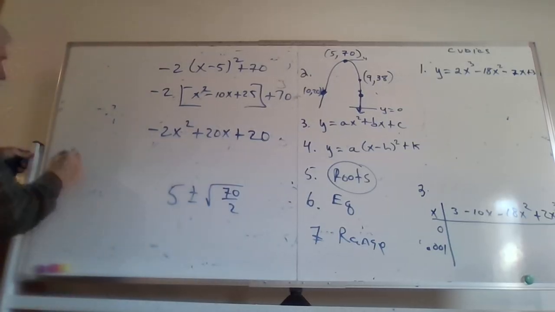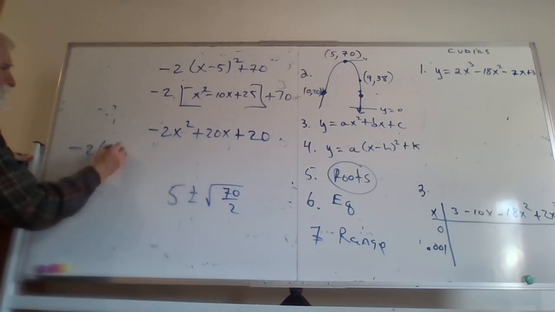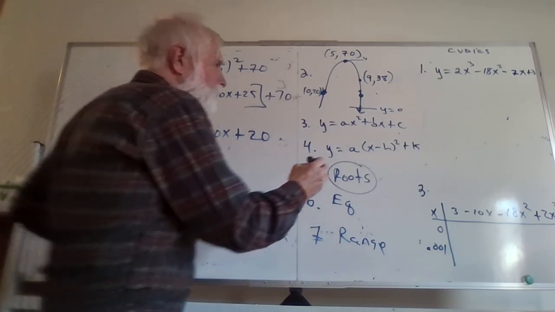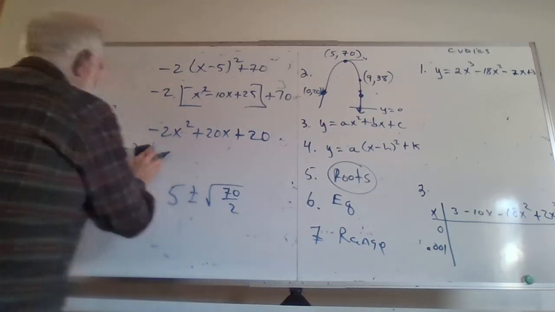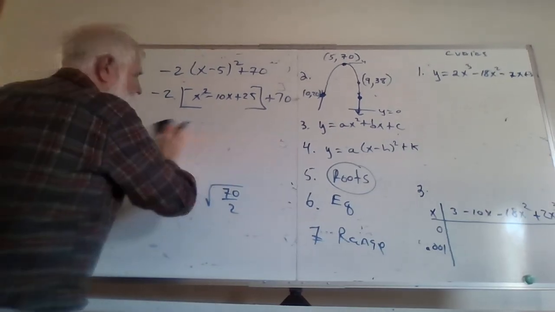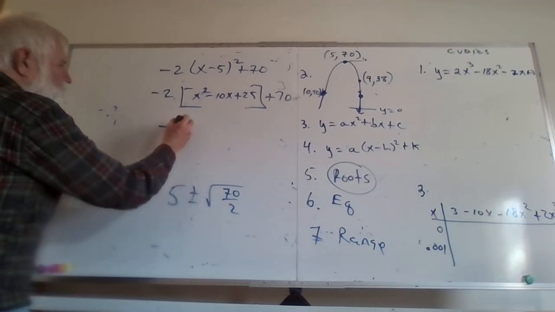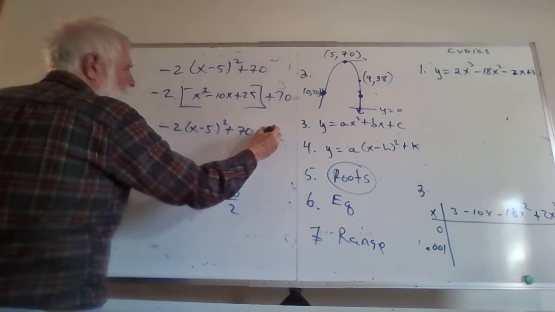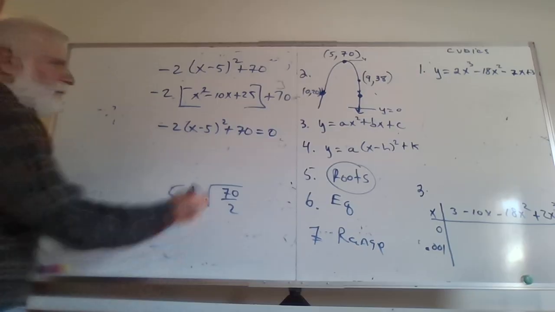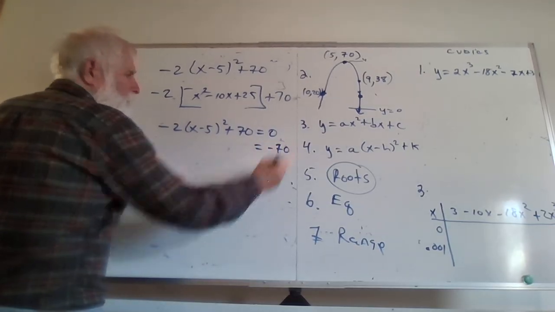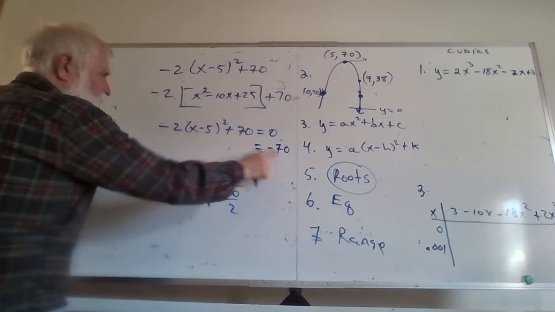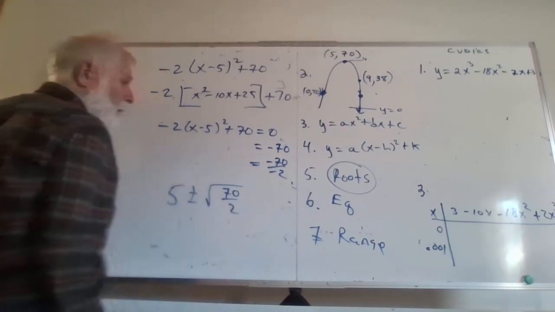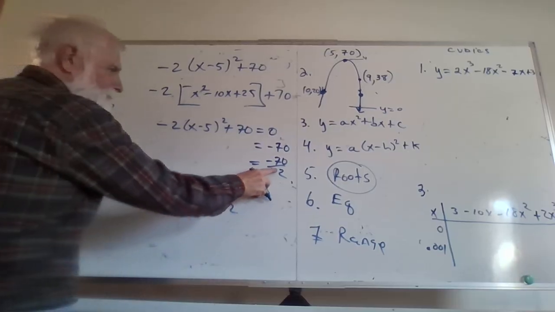Now that you have minus 2 (x minus 5), where can I do this? Right here. Let's do it. I wish I had a classroom. All right. And we'll come back to this. Minus 2(x minus 5) squared plus 70. I want to know when that equals 0. What's the first thing I've got to do? Move the 70. Addition becomes subtraction. Multiplication becomes division. What's minus 70 over minus 2? 70 over 2.